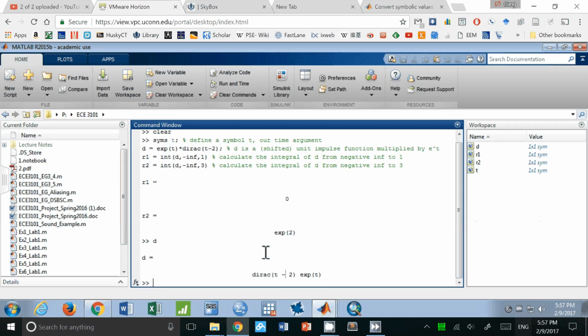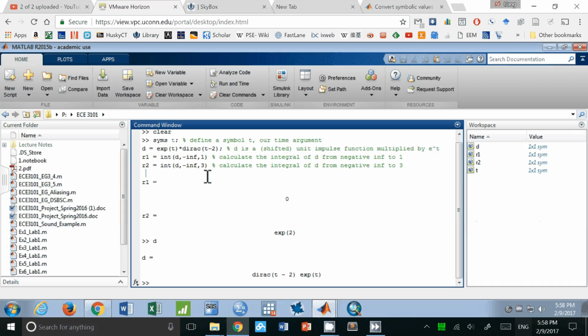Because of the sampling property, if we're taking the integral of this function d, which you have done in your first homework assignment, the result depends on whether the spike is included in your integral. If you're taking the integral of d from negative infinity to 3, meaning the spike is not involved, then the result R1 should be 0. Now if your integral contains that spike, which is at 2, and now the integral is from negative infinity to 3, well, 3 is in, 2 is in there.